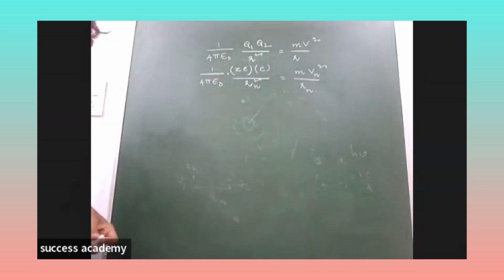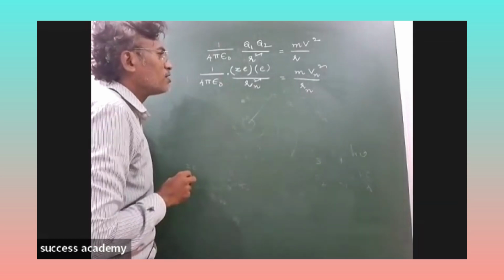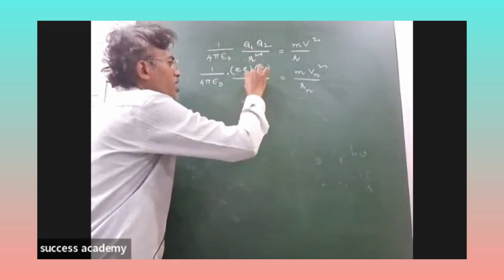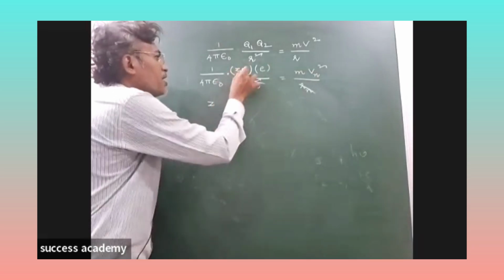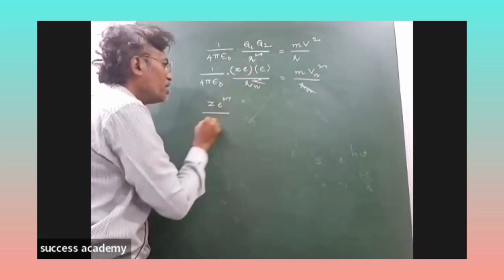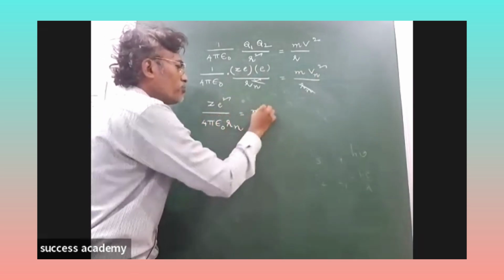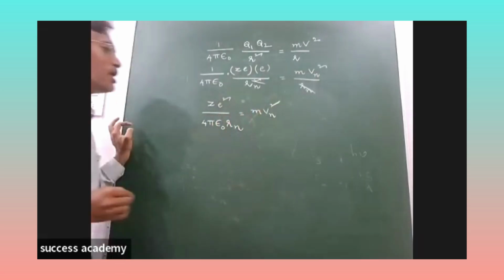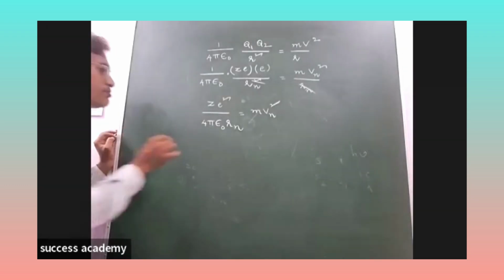Listen. And in this, it's very clear. Rn gets cancelled. I'm taking that Ze into e, Ze square by 4 pi epsilon naught Rn is equal to mvn square. Okay, now with this, here we are taking further.